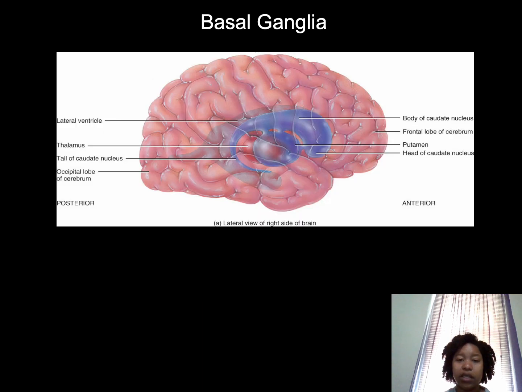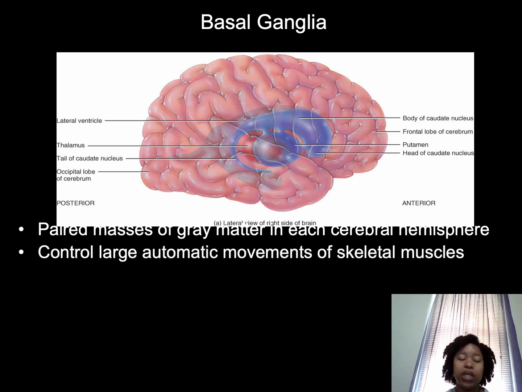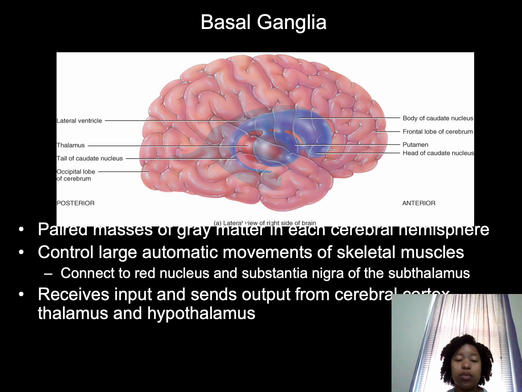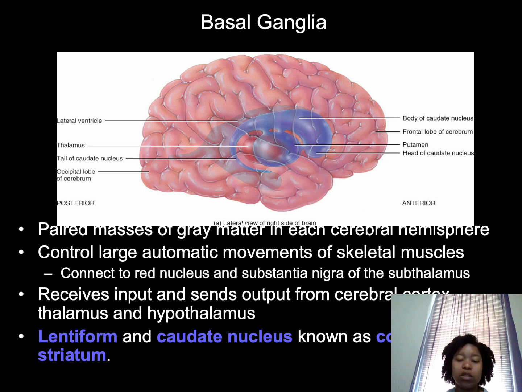And now you have the basal ganglia. So the basal ganglia are paired masses of gray matter that are in each cerebral hemisphere, and they control large automatic movements of skeletal muscles. This connects to the red nucleus and the substantia nigra of the subthalamus. And it receives input and sends output from the cerebral cortex, the thalamus, and the hypothalamus. So that's the big thing of what the basal ganglia is for. And as far as parts of it go, it's got a lentiform and caudate nucleus that are present within it.